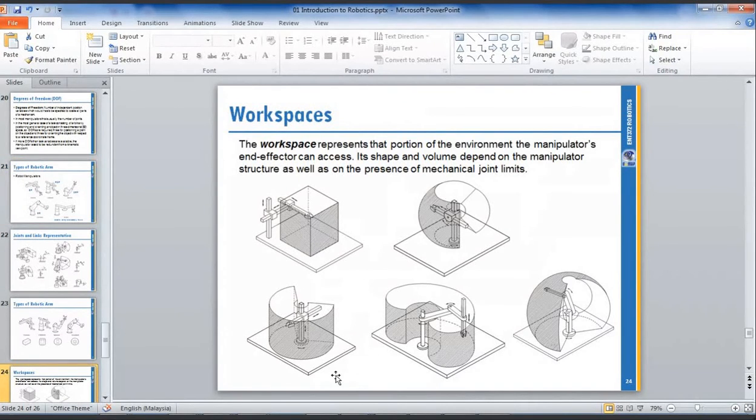So what does it look like? So this is the working envelope or workspace of the SCARA robot.